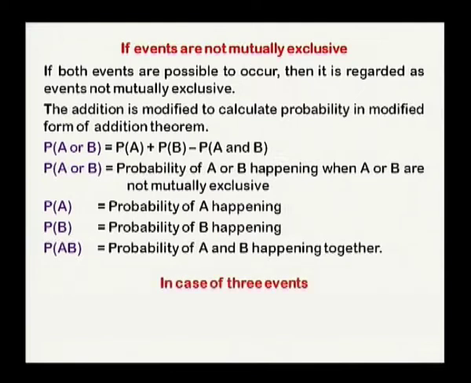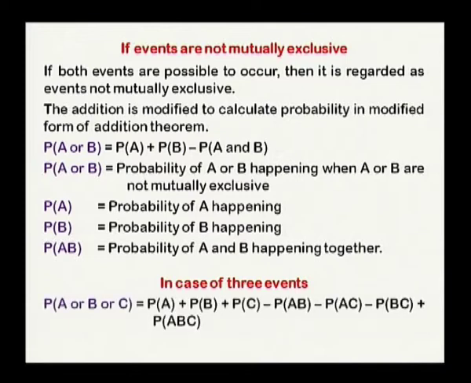Now, in case of 3 events, what will the addition theorem be? P, meaning probability of A or B or C, is equal to probability of A plus probability of B plus probability of C minus probability of A and B minus probability of A and C minus probability of B and C plus probability of A, B, C.